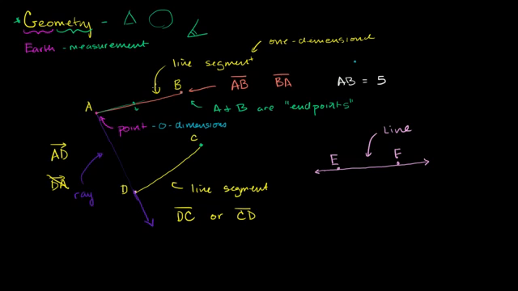A line segment does end. It has end points. A line does not. And actually, a line segment can sometimes be called just a segment. And so you would specify line EF with these arrows just like that.